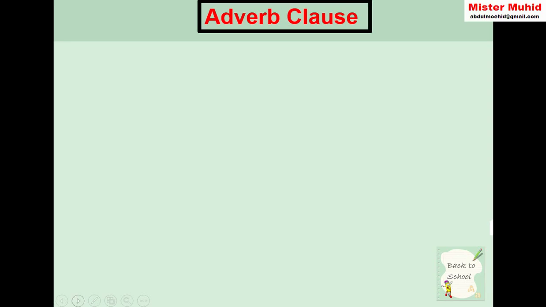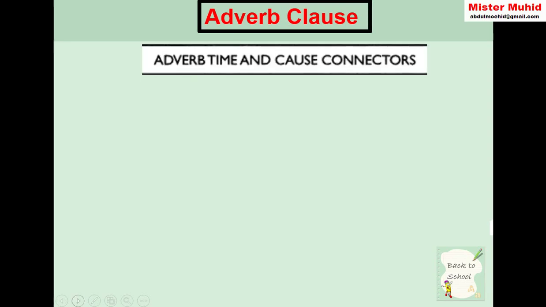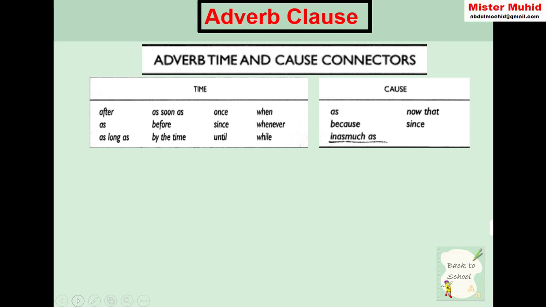Okay, let's see. The first is adverb time and cause connectors. This is what I said, it's in your introductory book. They talk only about adverbs of time and adverbs of cause. The examples are before, after, until, while, when. And for cause, usually they use because, as, since, and many more.